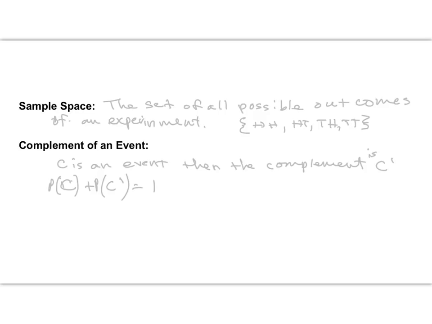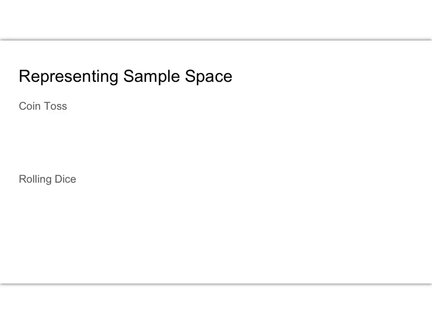So, for instance, if I am tossing a coin and I say what's the probability of tossing a head, the complement of tossing a head would be tossing a tail. Okay, so there are different ways to represent the sample space. For a coin toss, it would be heads and tails. It's just making a list. So listing is one way. Rolling a dice, that would be a 1, a 2, a 3, a 4, a 5, or a 6.